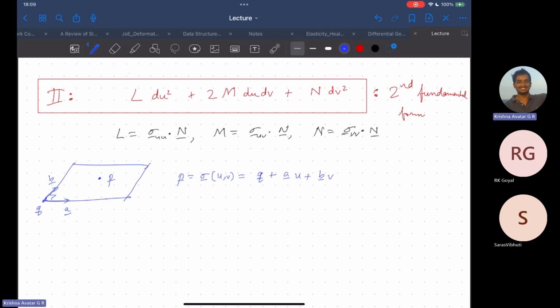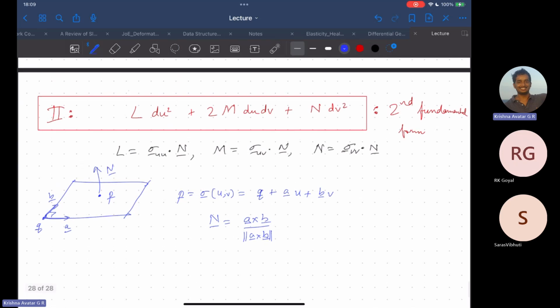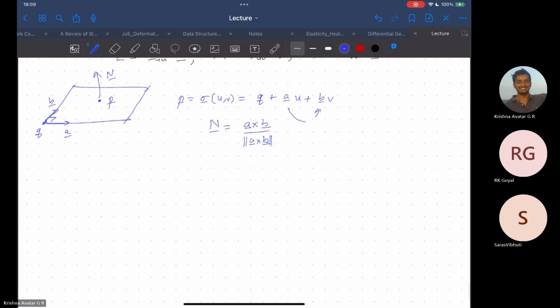So u and v are the coordinates, and A and B vectors are the basis vectors. And n vector at this point is going to be equal to A cross B divided by the norm of A cross B. And what you see is A and B are fixed vectors in a plane. So these are constant vectors, because of which n vector is going to be constant throughout.